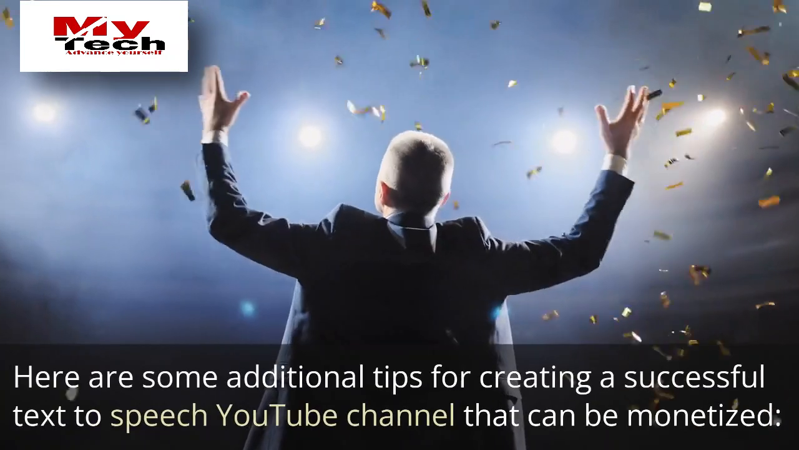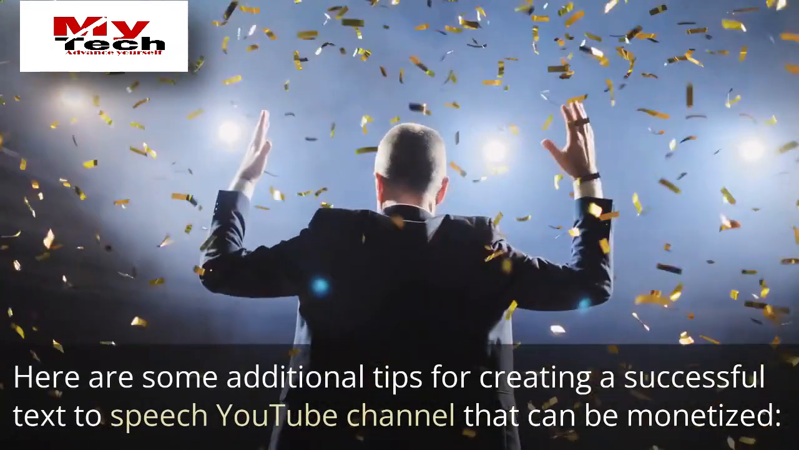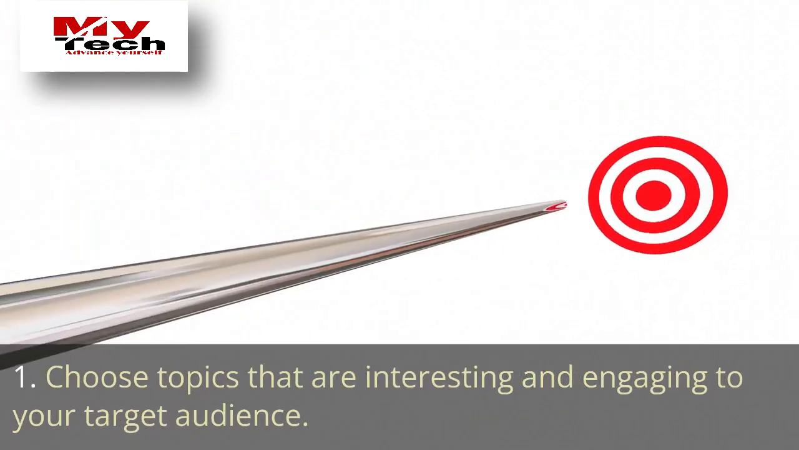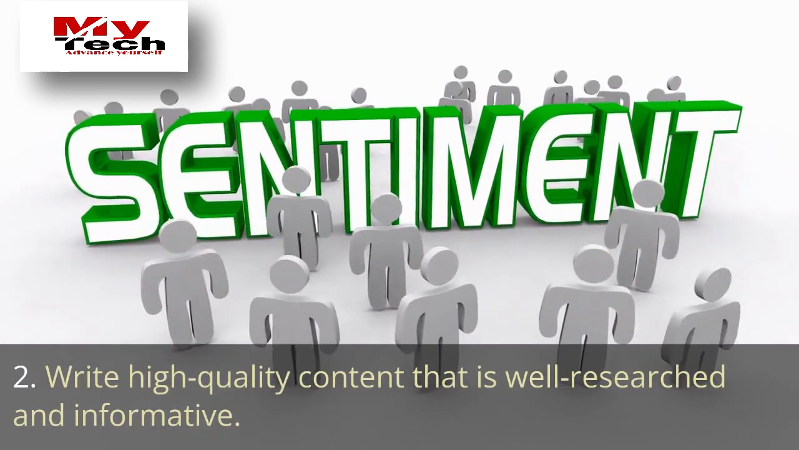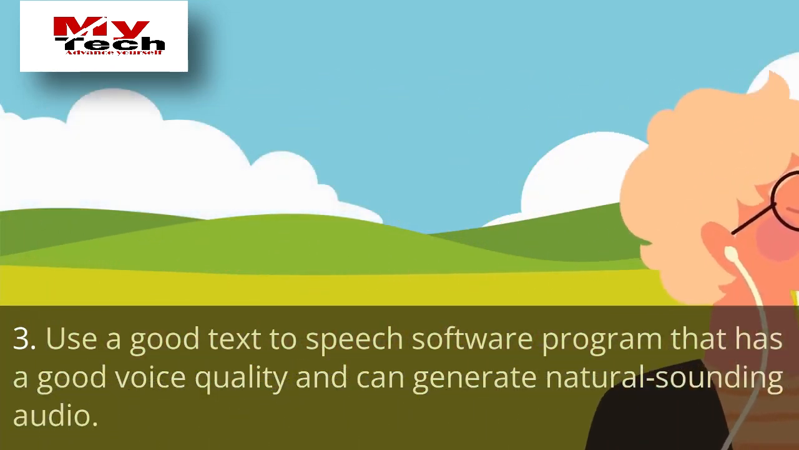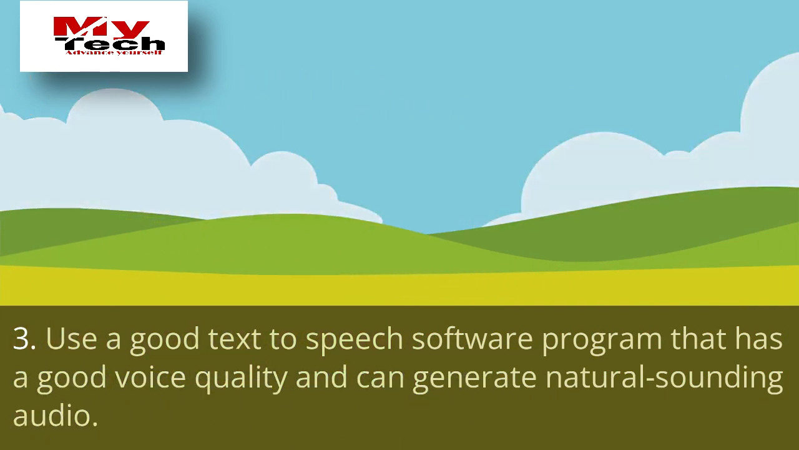Here are some additional tips for creating a successful text-to-speech YouTube channel that can be monetized. 1. Choose topics that are interesting and engaging to your target audience. 2. Write high-quality content that is well-researched and informative. 3. Use a good text-to-speech software program that has a good voice quality and can generate natural-sounding audio.